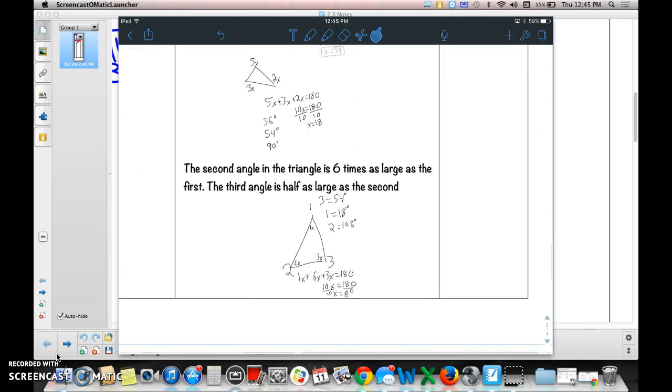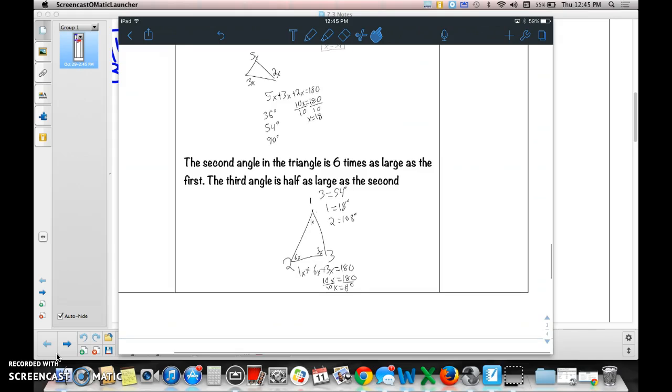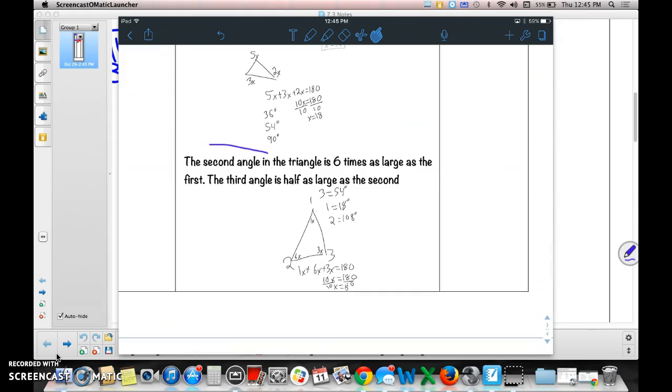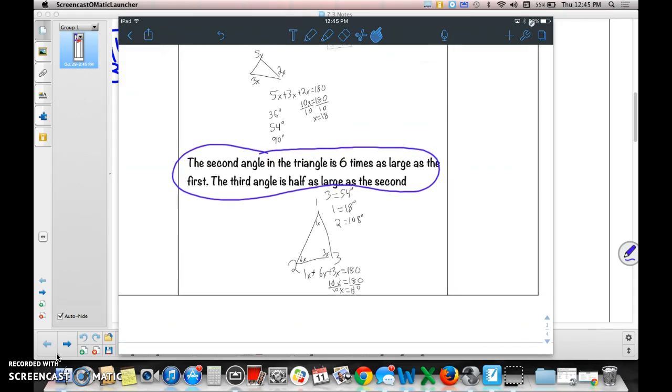Where's the last example? Oh, I'm sorry. This is the last example. So I did want to talk about this one. These are going to be probably your most challenging, in which they give you the angle measures in words, and you have to determine what they are.